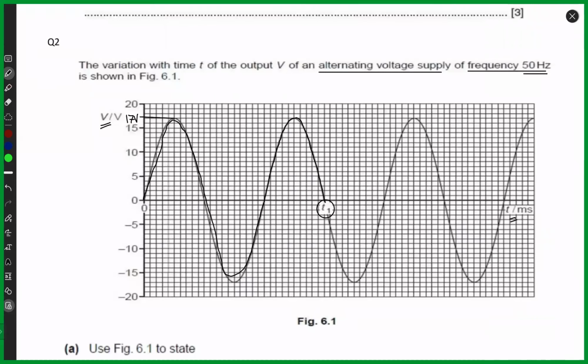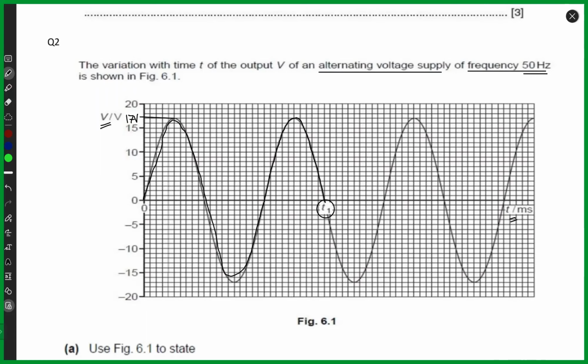So we have discussed this in a previous question as well. What should be the mean average voltage of this alternating supply? Anyone? Just take a guess if you're not sure. 0. It should be 0, right?